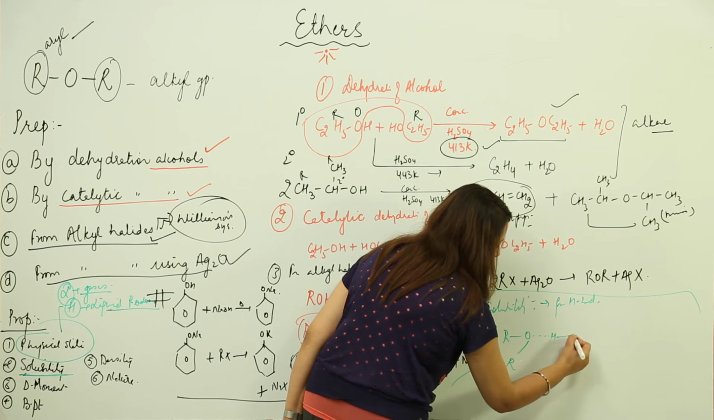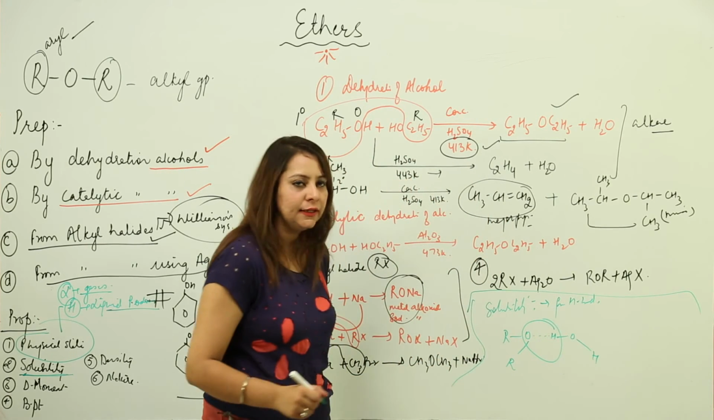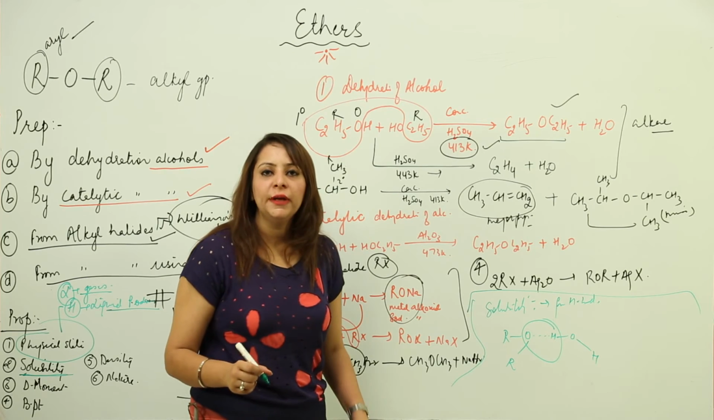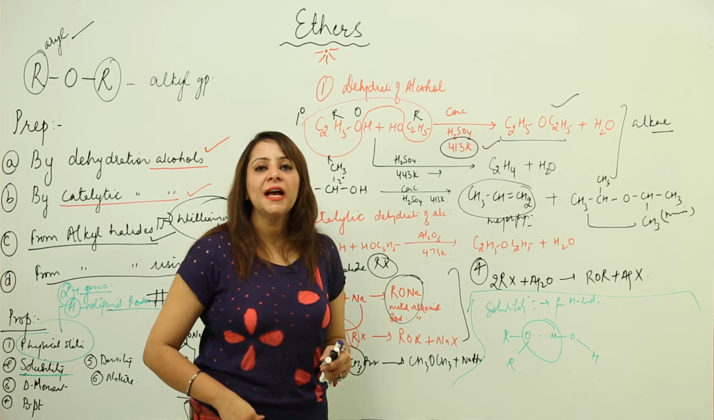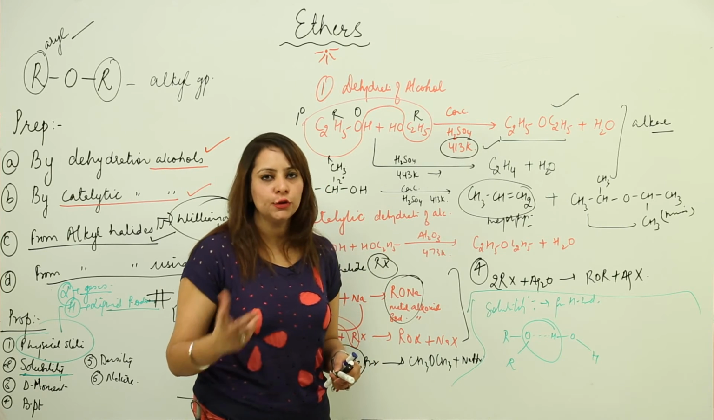This is the hydrogen bonding. This kind of bond, hydrogen bonding, is seen in the ether, so that means it is capable of making a hydrogen bond. And the substance which is capable of making a hydrogen bond is obviously soluble in water, because like dissolves like.